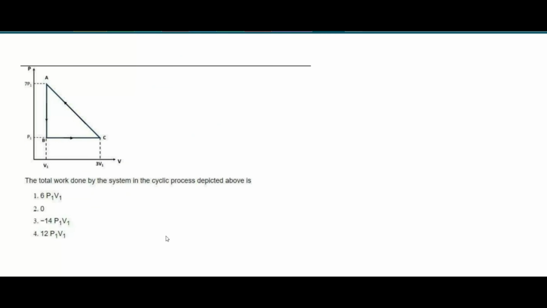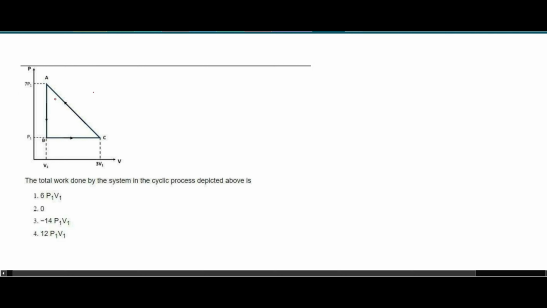They are saying the total work done by the system in the cyclic process which is depicted above is. Okay, so they have given a diagram where it goes from A to B, from B to C, and from C back to A. So it's a cyclic process. They are asking the work done. You can do it in many ways, but the easiest is that whenever you have a question like this, the area under the curve is the work done.